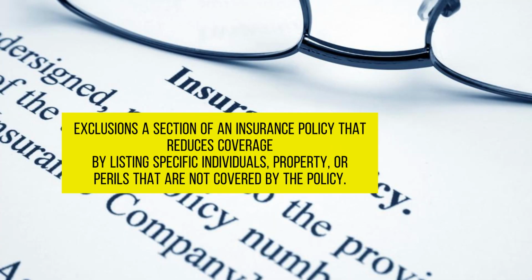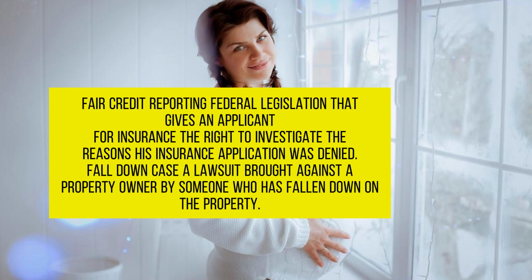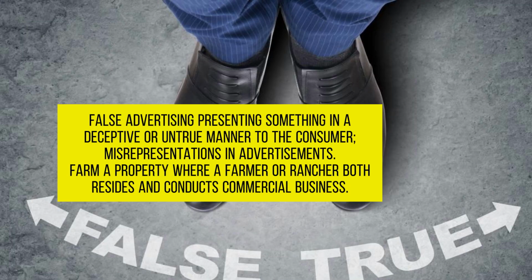Exclusion, section of an insurance policy that reduces coverage by listing specific individuals, property, or perils that are not covered by the policy. Exposure is the extent to which an item is open to damage or loss. More exposure means a loss is more likely. Fair credit reporting, federal legislation that gives an applicant for insurance the right to investigate the reasons his insurance application was denied. Fall down case, a lawsuit brought against a property owner by someone who has fallen down on the property. False advertising, present something in a deceptive or untrue manner to the consumer.